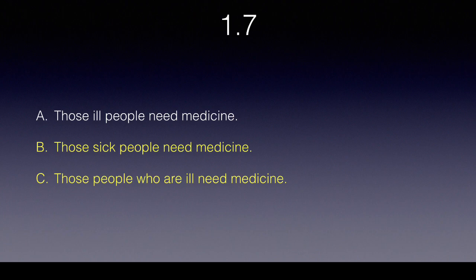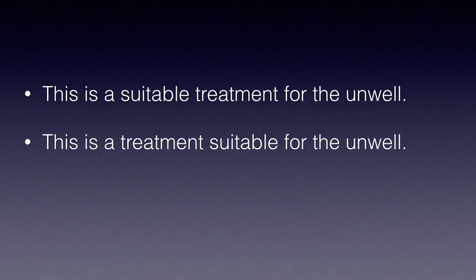Sick can be in both positions. The sick people, the people are sick. Although the second is more American, in Britain we'd more typically say the people are ill or unwell. That's also possible. Speaking of sick people, we can say this is a suitable treatment for the unwell. This is a treatment suitable for the unwell, which if you want you can think about as being this is a treatment that is suitable for the unwell. Notice we can't say this is a treatment suitable, full stop.